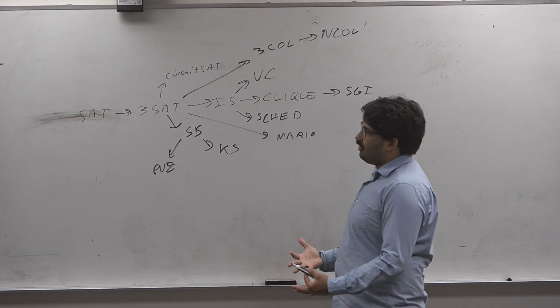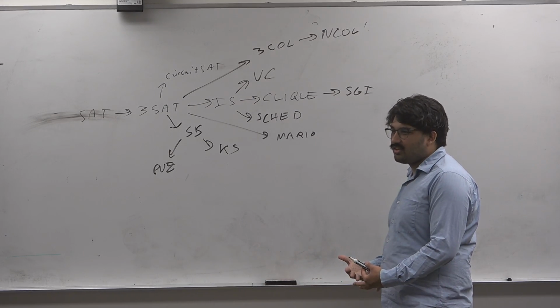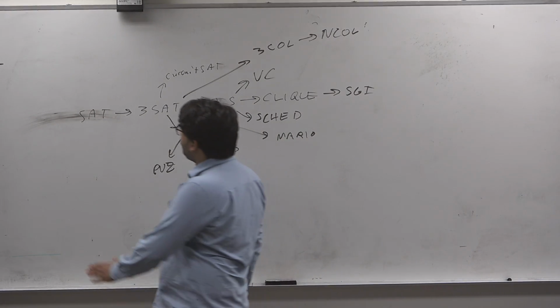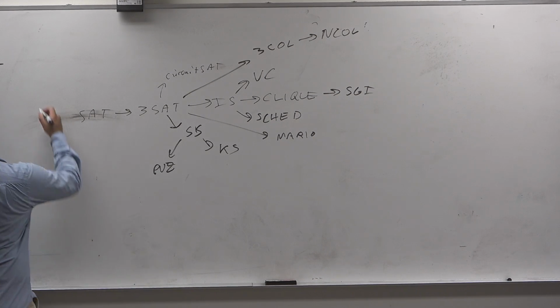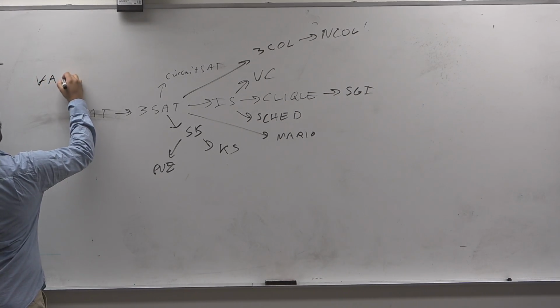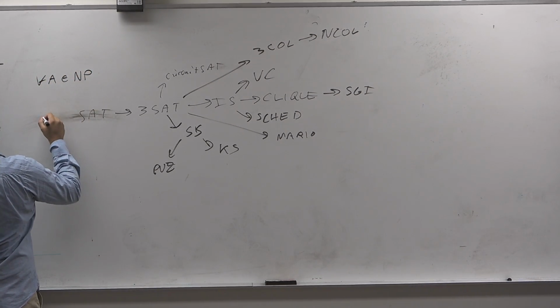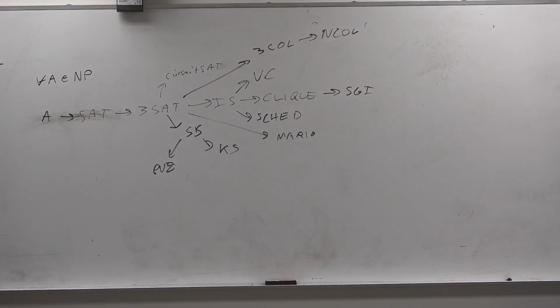But why are any of these hard? Showing the reduction is not sufficient. In order to prove NP hardness, what you have to do is prove for all A in NP, there's a polynomial time reduction from A to SAT. For all A. That's what Cook-Levin is. Cook-Levin is this for all part.